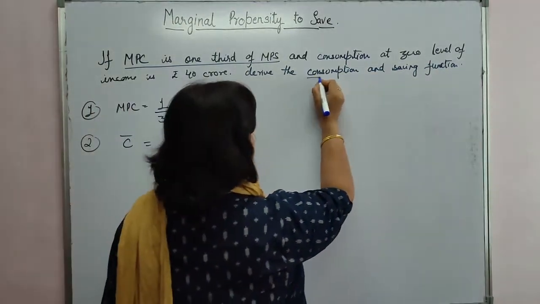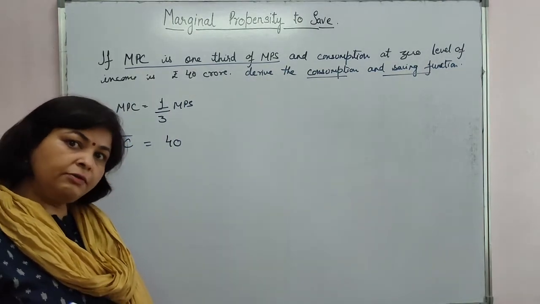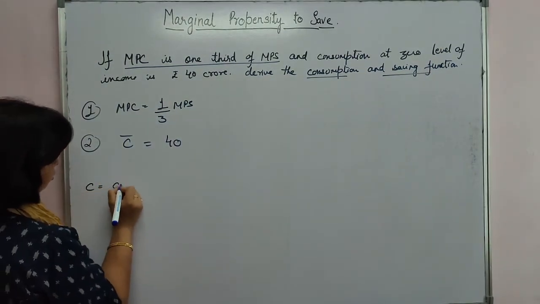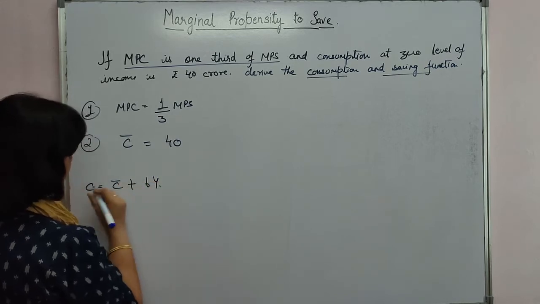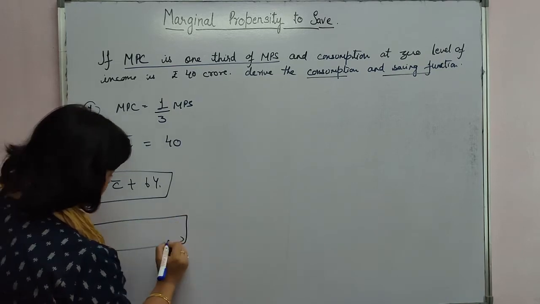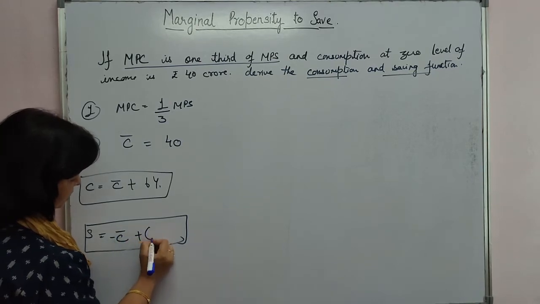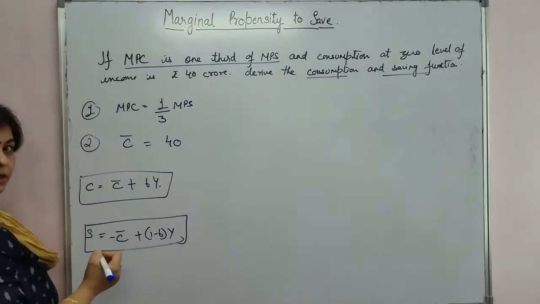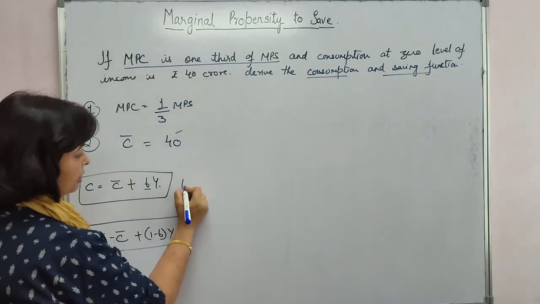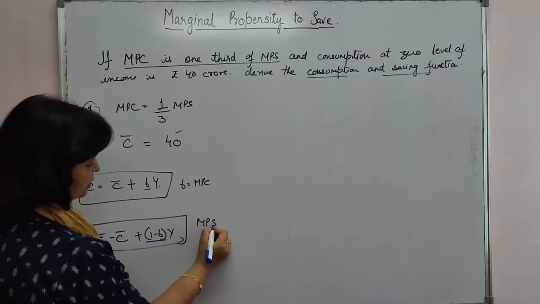Now we have to derive the consumption and saving function. So the consumption function is the equation of consumption and the saving function is the equation of saving. So we have to derive C is equal to C bar plus bY. And the second part of the question is we have to derive the saving function, S is equal to minus C bar plus (1 minus b)Y. Now C bar is given in the question. b is MPC and 1 minus b is equal to MPS.